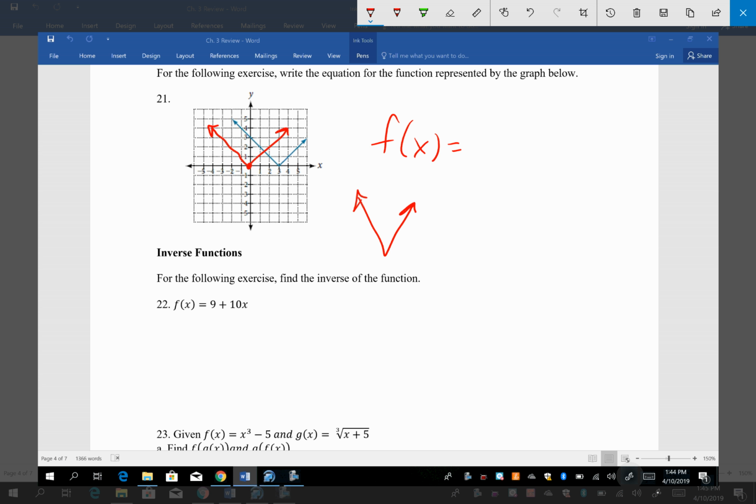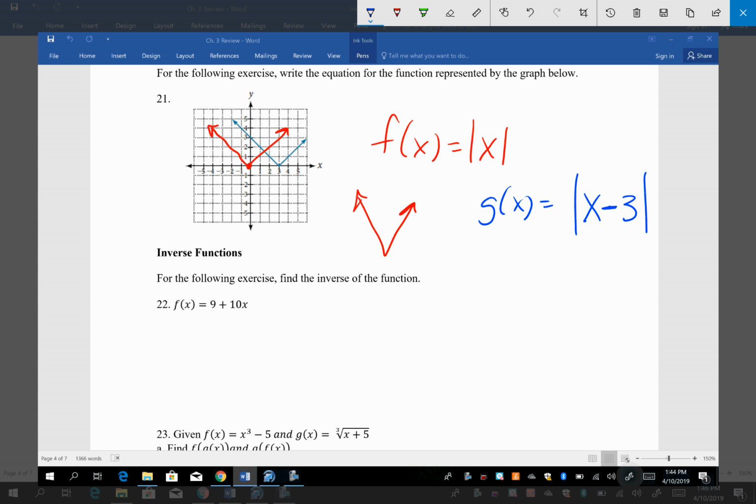No, that's the parent function. That would be the absolute value of x. So I don't want that. I want the blue one, which is going to be moved. How is it moved? To the right 3 units. So that's going to go inside the absolute value. I need x. Now be careful. To the right 3, it's the opposite. It's minus 3.